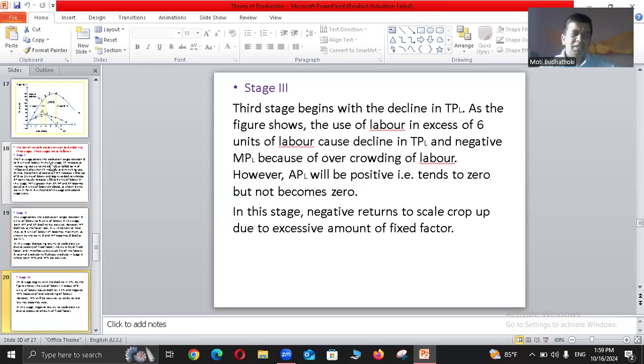Now, in case of stage 3, the third stage begins with the decline in TP. As the figure shows, the use of labor in excess of 6 units causes a decline in TPL, and negative MPL, meaning marginal product of labor, because of overcrowding of labor. However, average product of labor will be positive, that is, it stays close to 0 but does not become 0. In this stage, negative returns to scale crop up due to the excessive amount of fixed factor.